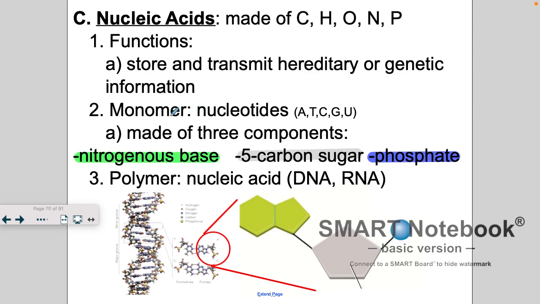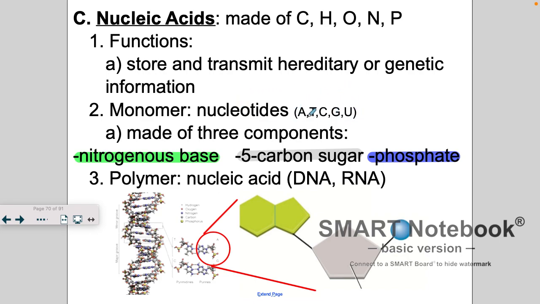The monomer, the tiny little subunits that make up a nucleic acid, are your nucleotides. And if you don't remember nucleotides, these are the letters. Way back in 7th grade, I said A pairs with T and C pairs with G for your DNA. And if you're dealing with RNA, you get rid of T and now you have U. I think I might have said all tigers can growl for your DNA, and for your RNA, I said all unicorns can giggle to help you remember your nucleotides. These letters do stand for stuff, and we'll go through their actual names. This is adenine, thymine, cytosine, guanine, and uracil.